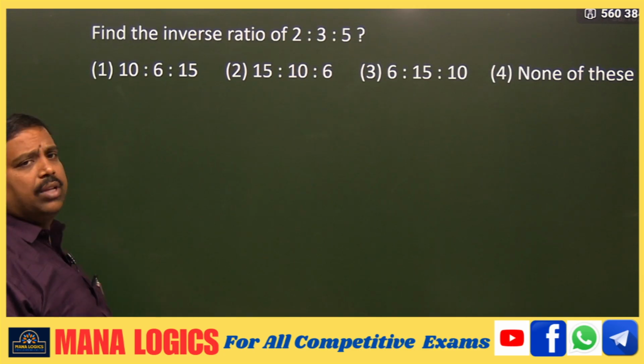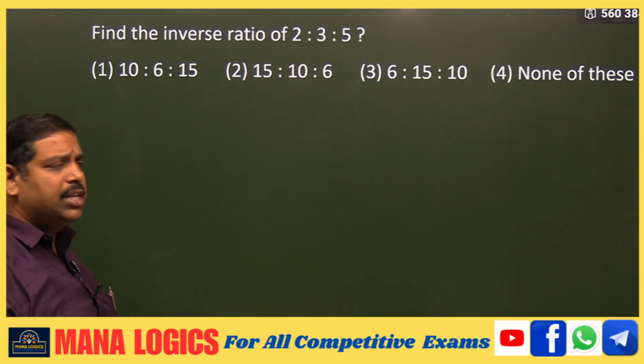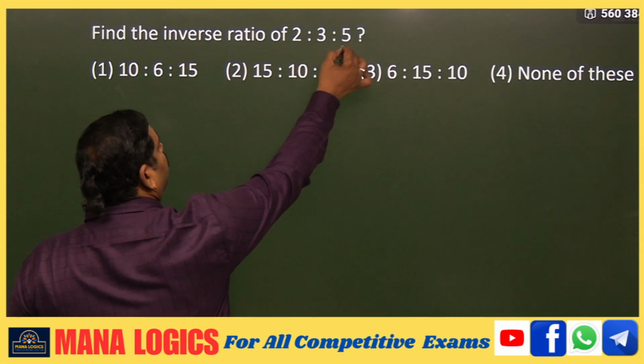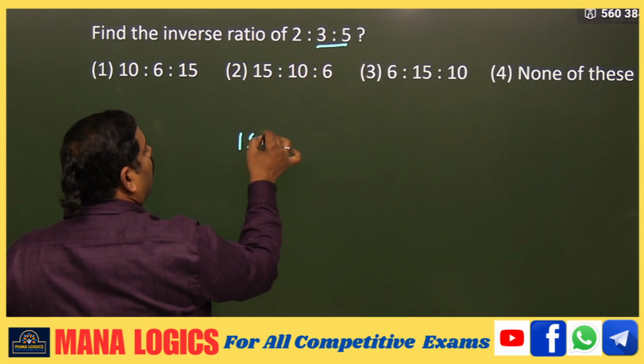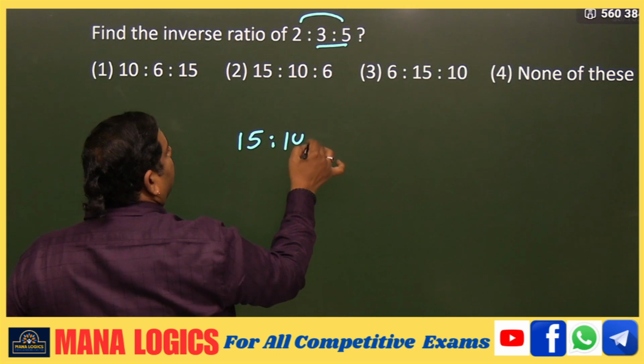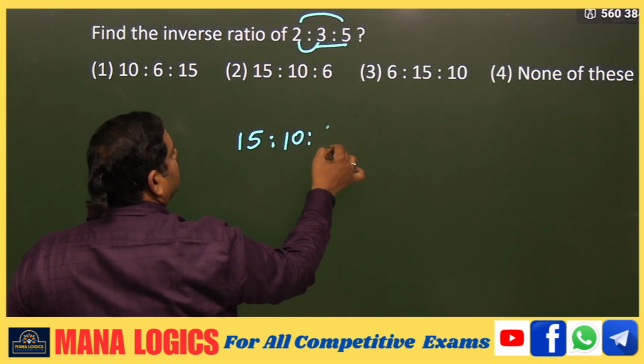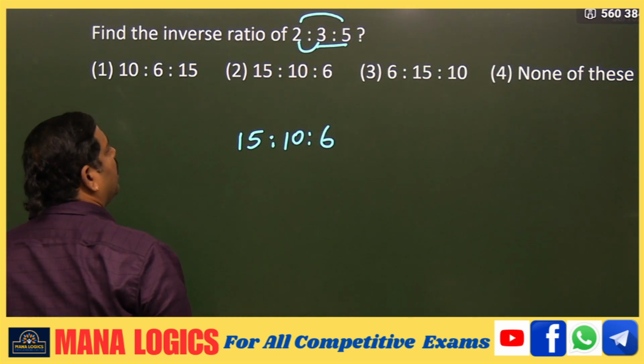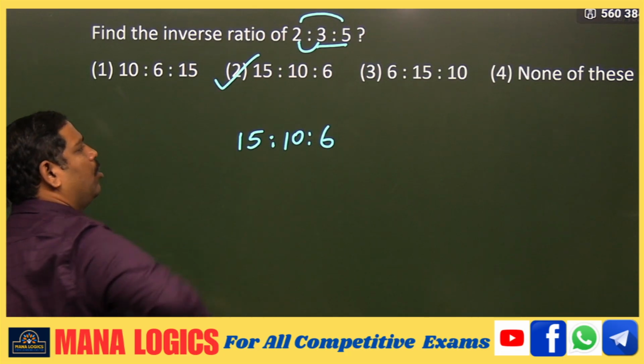Inverse ratio of 2 is to 3 is to 5. Okay. Inverse ratio means what will you do? First one means multiply these two, 15. Okay. Next one multiply these two, it is 10. Next you have to go with multiply these two, it is 6. So answer is 15 is to 10 is to 6. Which option is the answer? Second option.